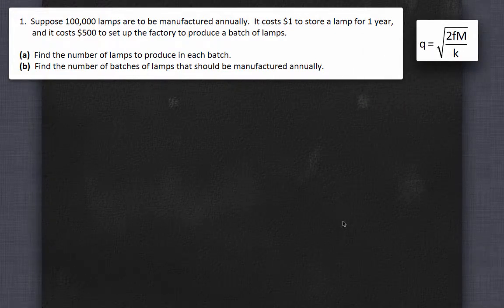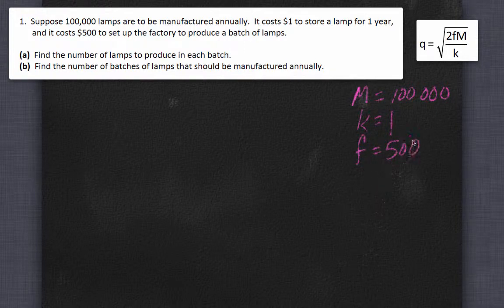Okay, so suppose 100,000 lamps are to be manufactured annually. So the total number manufactured annually is capital N. And it costs $1 to store a lamp for a year, and it costs $500 to set it up. So the question is, what number of lamps should we produce per batch? So we're looking for Q.